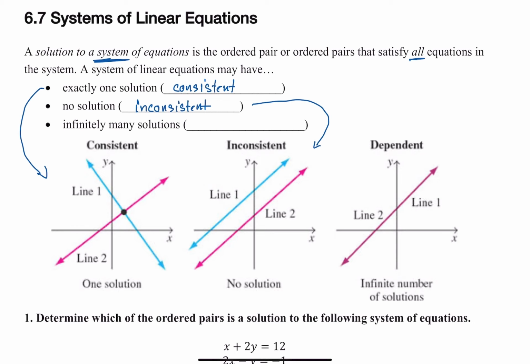And the third scenario is when there's infinitely many solutions, and that is to say the lines are dependent on each other, or the system is dependent, and that's that third case. The lines are overlapping.